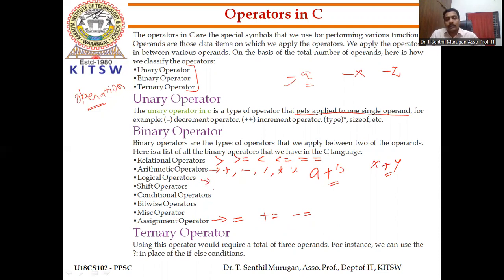Logical operators, we know the AND operation. So AND, OR operations, and NOT operations. These are the logical operators. Shift operators mean double arrow, left shift, right shift. These are the shift operators. Conditional operators. What are conditional operators? A condition should be there, with a question mark and colon. This is the conditional operator.